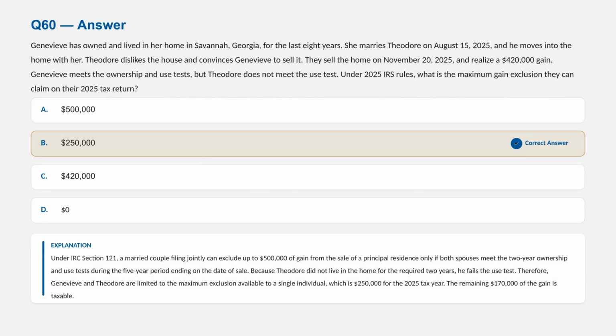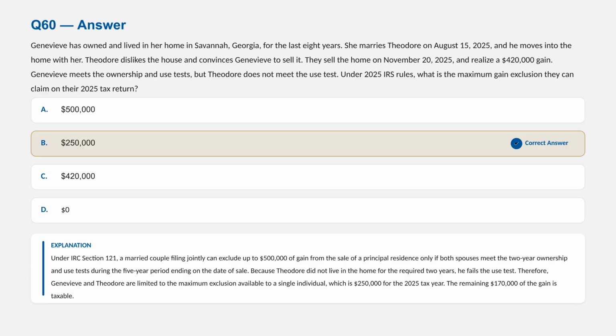The correct answer is B. $250,000. Under IRC Section 121, a married couple filing jointly can exclude up to $500,000 of gain from the sale of a principal residence only if both spouses meet the 2-year ownership and use tests during the 5-year period ending on the date of sale. Because Theodore did not live in the home for the required 2 years, he fails the use test. Therefore, Genevieve and Theodore are limited to the maximum exclusion available to a single individual, which is $250,000 for the 2025 tax year.